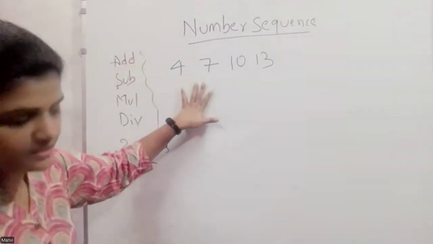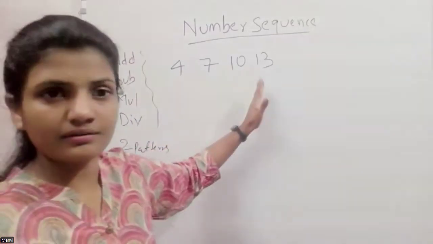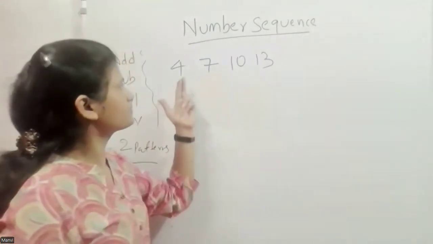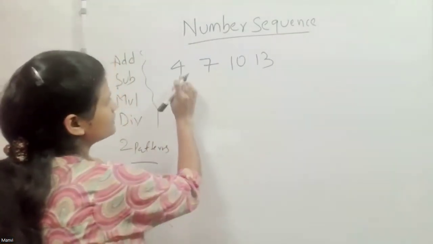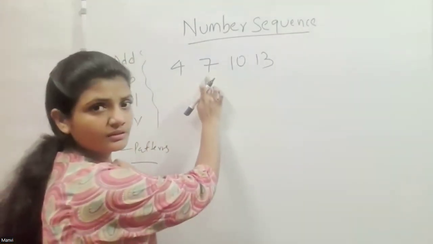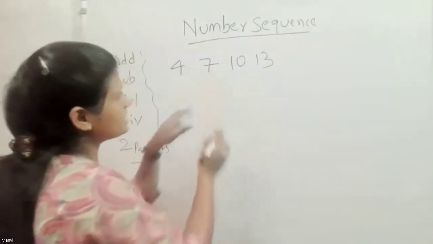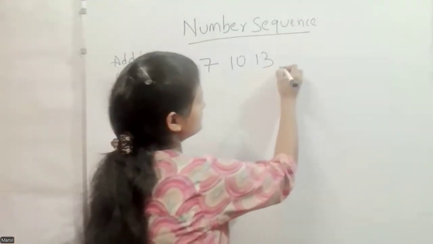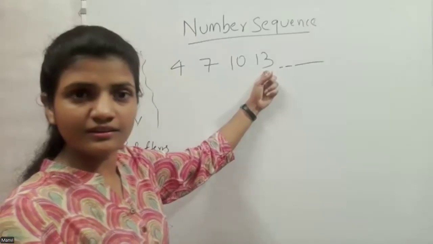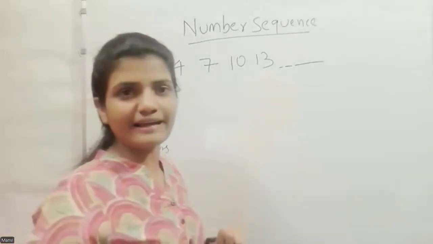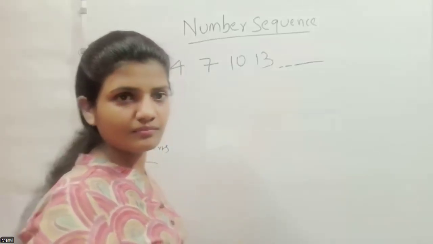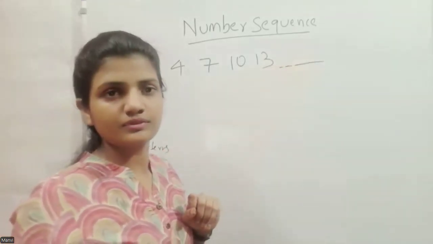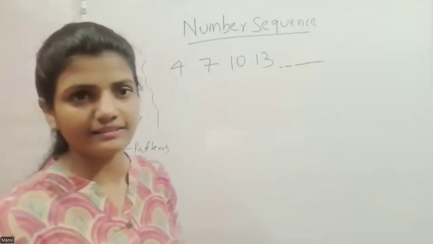So here we see the numbers keep increasing. When the number is increasing, we think maybe something will be added to this number. So here, if we add 3 to 4, we get 7, right? And if we add 3 to 7, we get 10. And if we add 3 to 10, we get 13. So what is the next number in this sequence? 16. Yeah, the next number is 16.